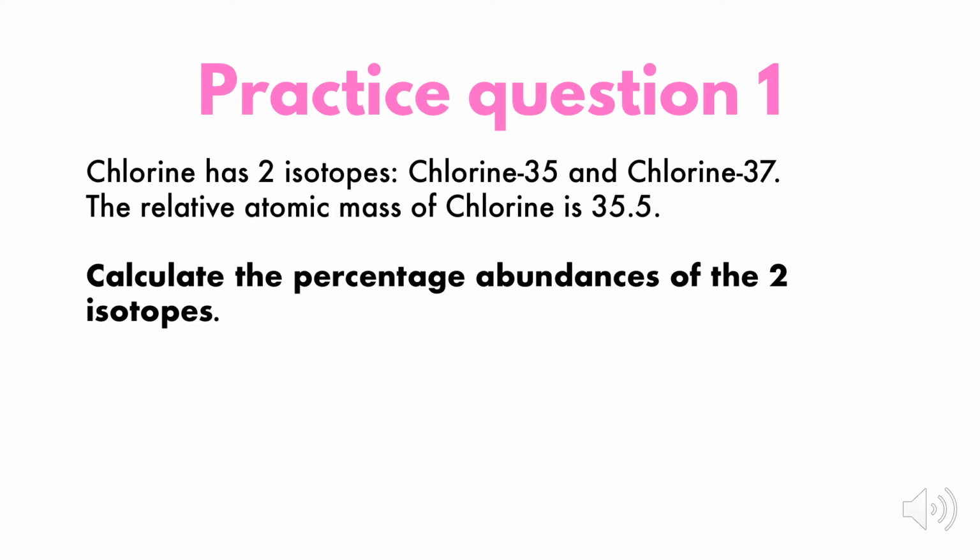Here's our first practice question then. Chlorine has two isotopes, chlorine 35 and chlorine 37. The relative atomic mass of chlorine is 35.5. I'd like you to calculate the percentage abundances of the two isotopes. So pause the video and give this a go. Remember as well those 5 pointers that you wrote down from the last video. You can use those to help you out. If you get stuck, remember, restart the video and I'll point you in the right direction. When you're ready, off you go and best of luck.